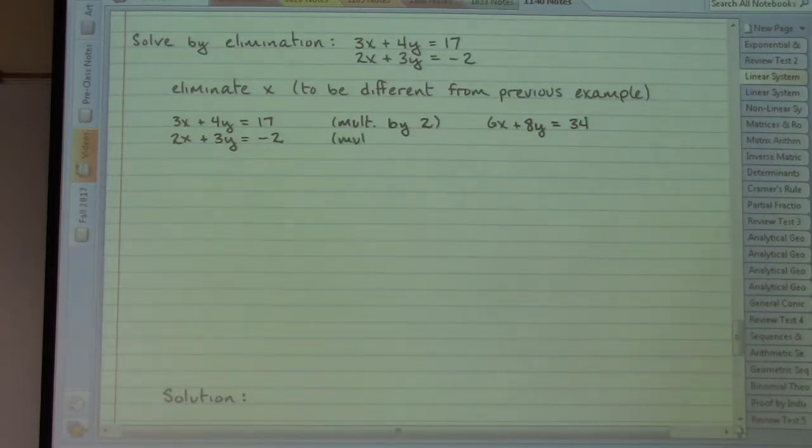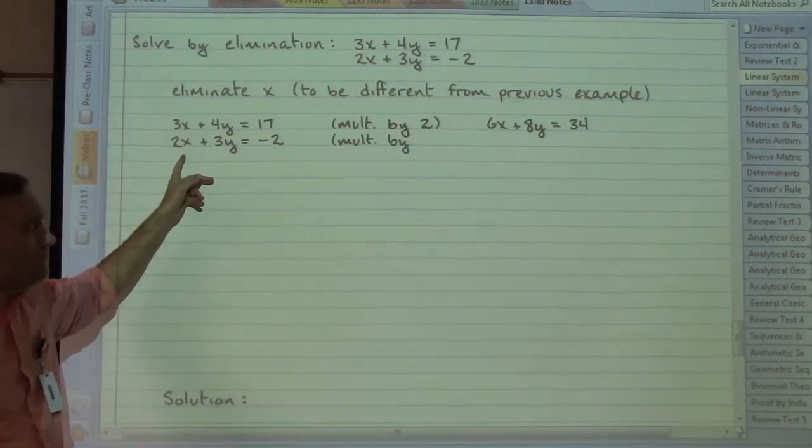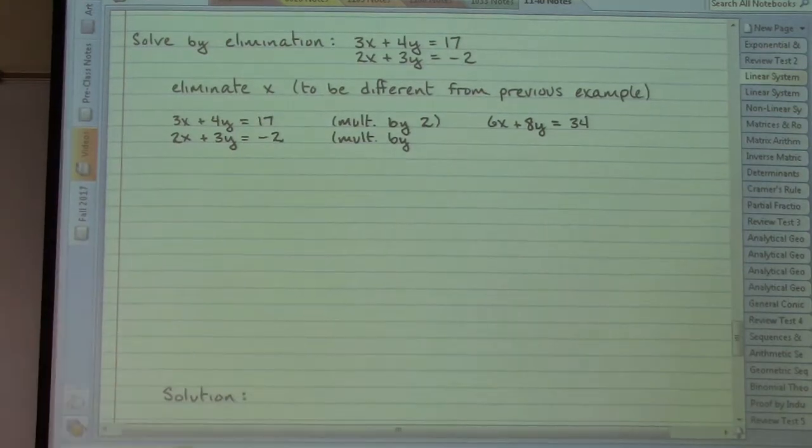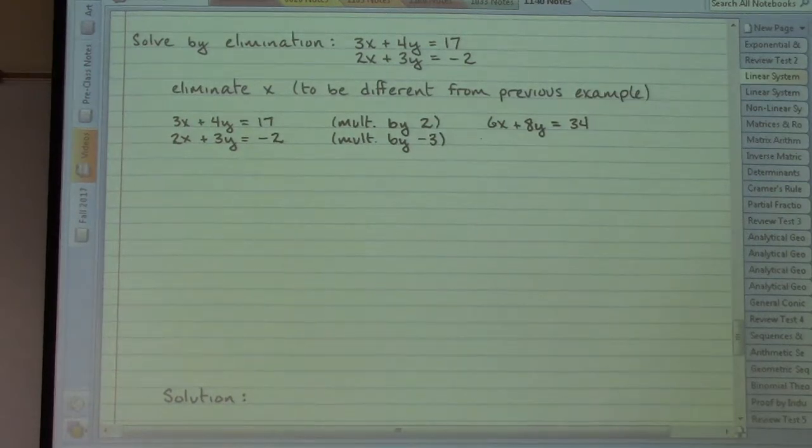In the second equation, we want to multiply, and not only do we want a 6, but we also want the opposite sign. So we'll go ahead and multiply by a negative 3. That way we can get a negative and a 6 out in front of that equation. So negative 3 times 2x is negative 6x. Negative 3 times 3y is negative 9y. Negative 3 times negative 2 is 6.